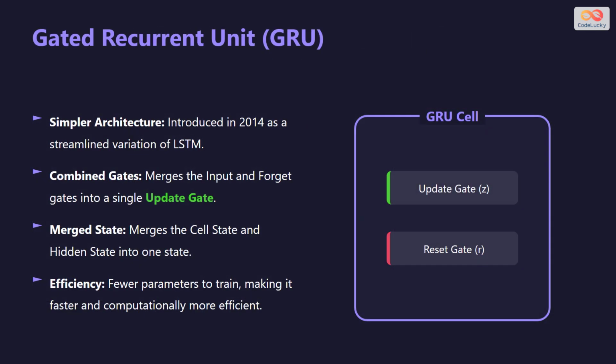Now let's talk about the gated recurrent unit, or GRU. Introduced later, it is a simplified version of the LSTM. It combines the forget and input gates into a single update gate. It also merges the cell state and hidden state. This makes it a bit more streamlined.